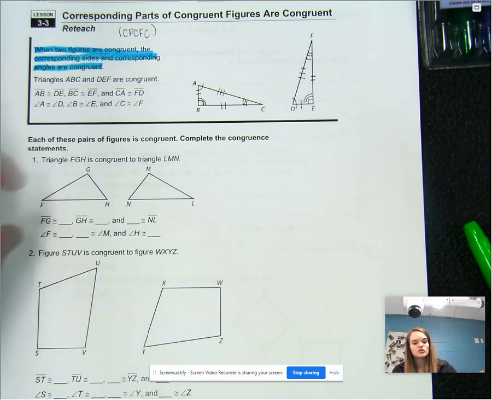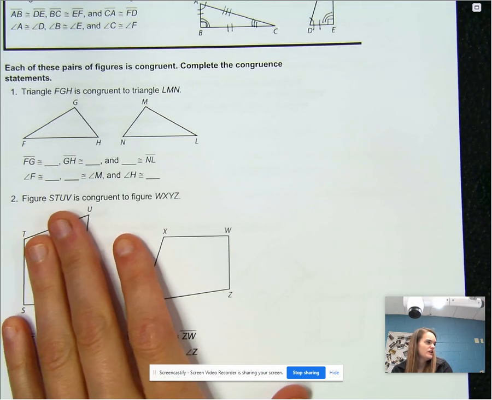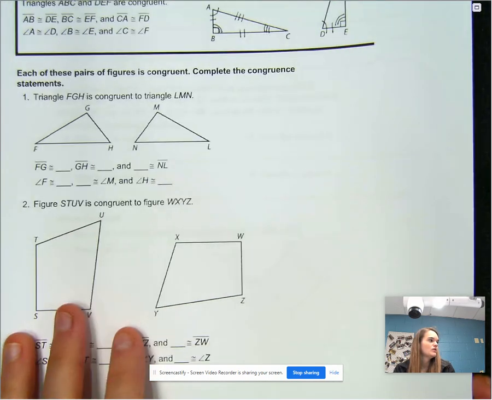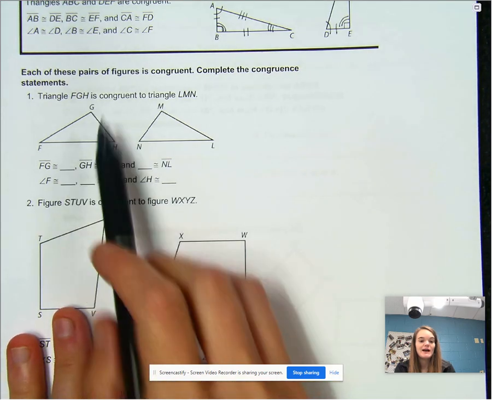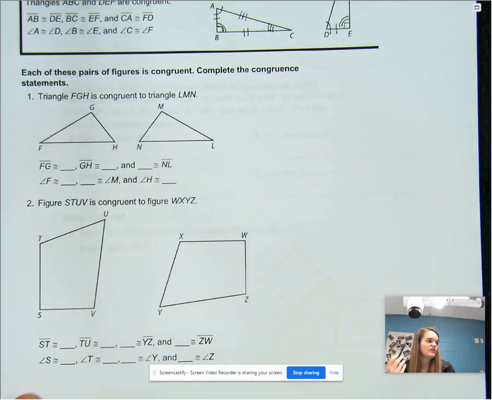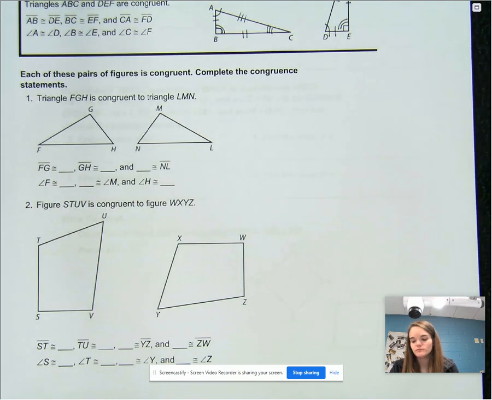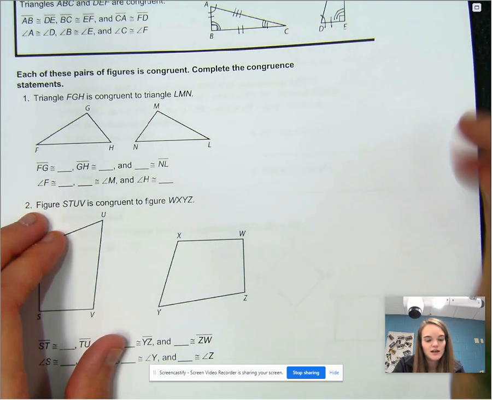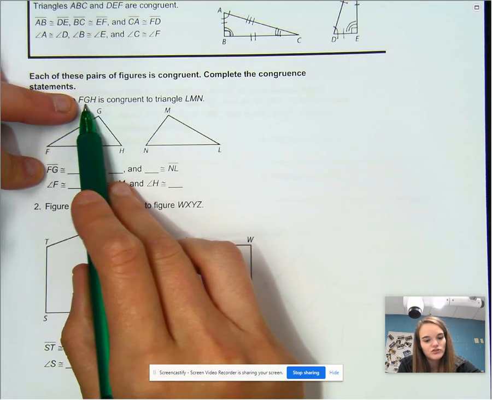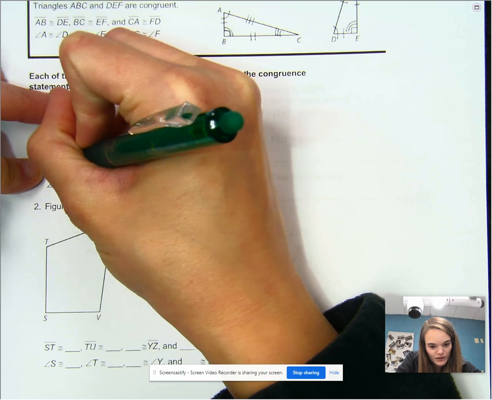Okay, now let's actually do an example. Each of these pairs of figures is congruent. Complete the congruent statements. When you have something today that says write congruent statements, it's talking about these. There are 6 for a triangle. If it's a quadrilateral, there are 8. However many sides there are, twice as many congruency statements, okay? So, number 1, triangle FGH is congruent to triangle LMN. So this says FG is congruent to LM, because I have to put them in order of what they say. And I'm going to mark it.